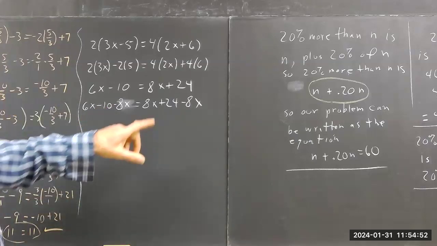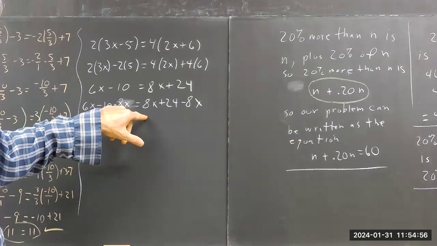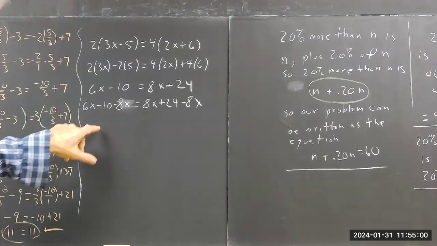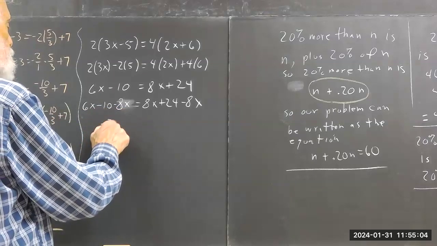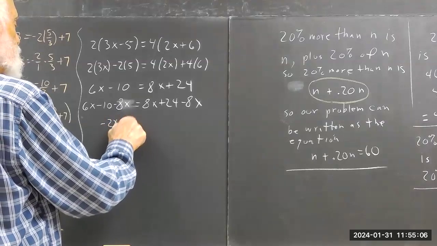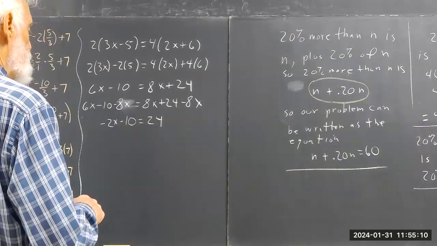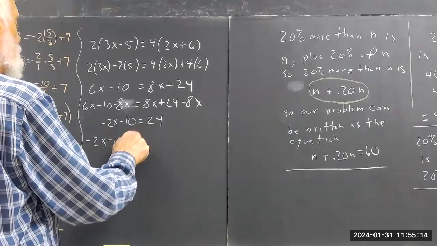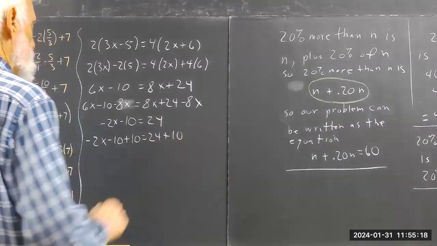Because what that's going to do when I subtract 8x from this 8x, the 8x is going to go away, and then all my x's will be in this side. And then 6x minus 8x is negative 2x. We still have the minus 10, and that equals 24. And then negative 2x minus 10 plus 10 equals 24 plus 10.